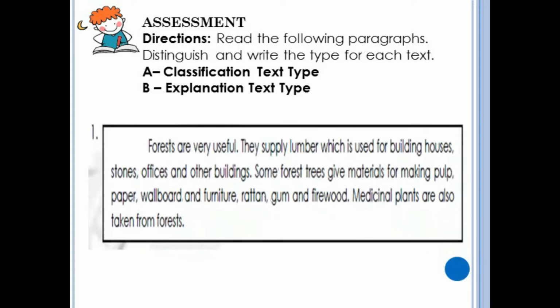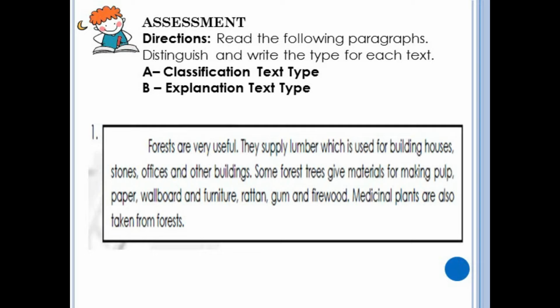1. Forests are very useful. They supply lumber, which is used for building houses, schools, offices, and other buildings. Some forest trees give materials for making pulp paper, wallboard, and furniture, rattan, gum, and firewood. Medicinal plants are also taken from forests.